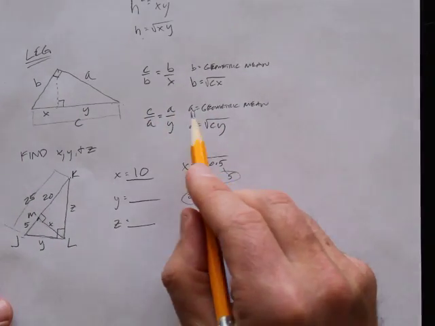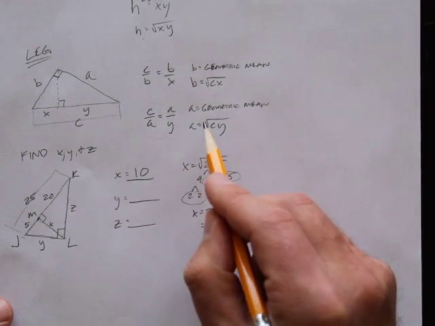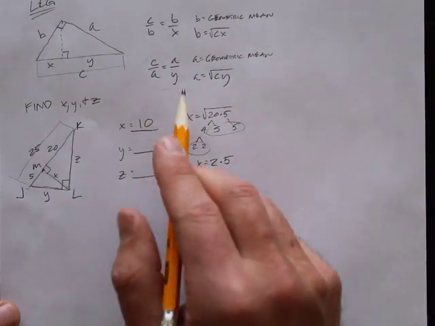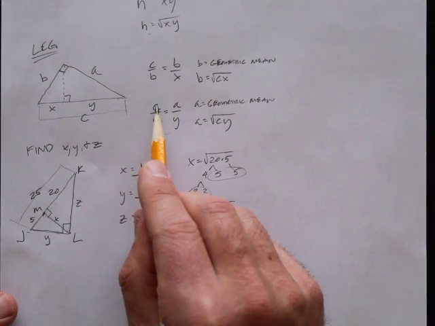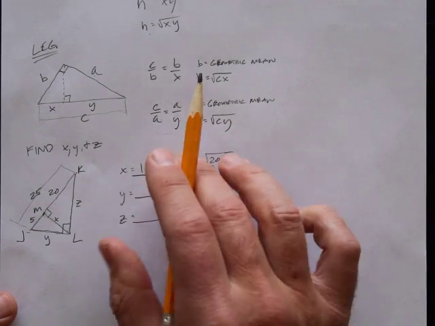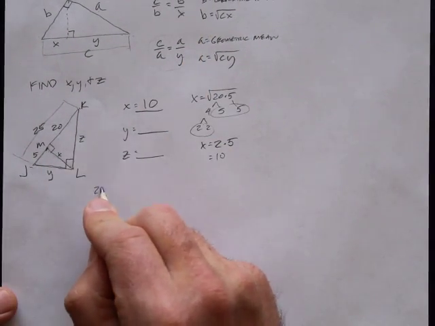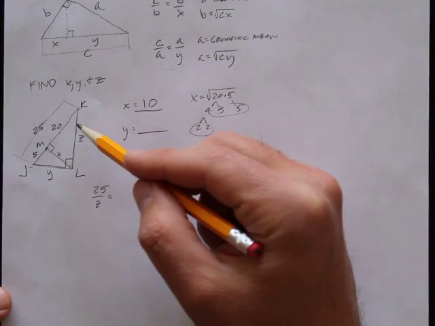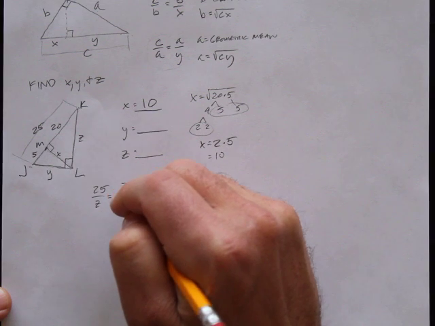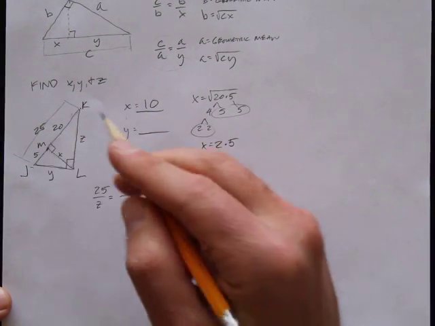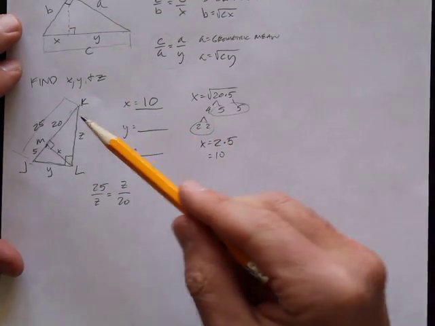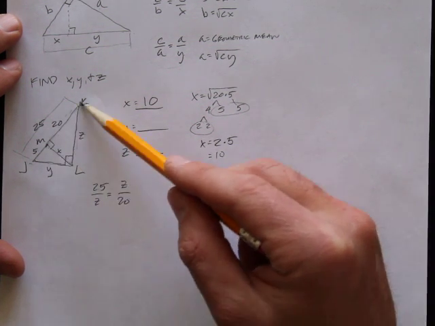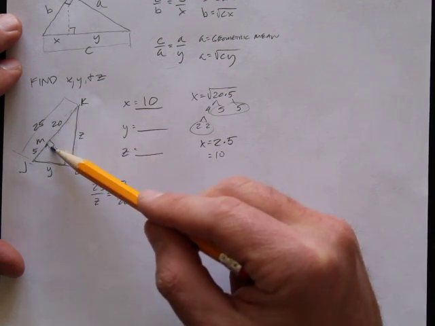Okay, so I'm going to actually set this proportion up first, so that might help me make sense of this. So my proportion here is my hypotenuse, remember, over my long leg. So my hypotenuse is 25 over my long leg, which is z, equals my hypotenuse z over my long leg 20. So I have this big triangle, hypotenuse over long leg, and then in my smaller triangle I have hypotenuse over my long leg in this triangle here.